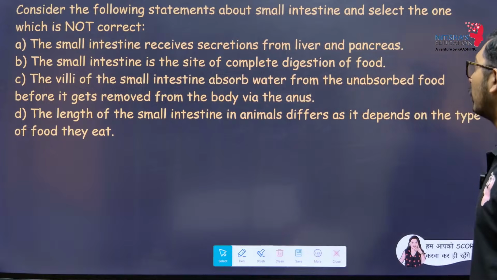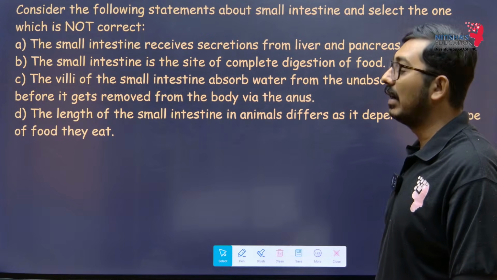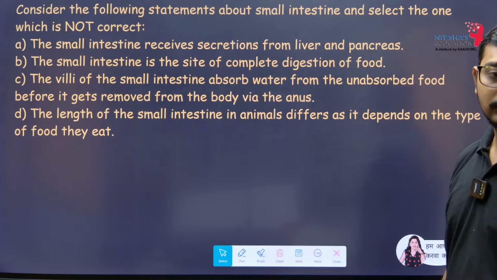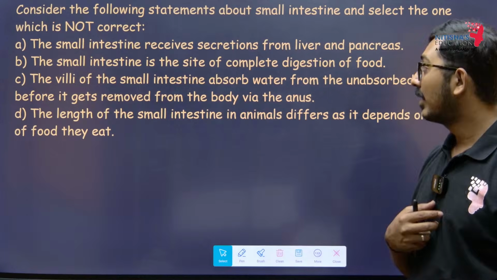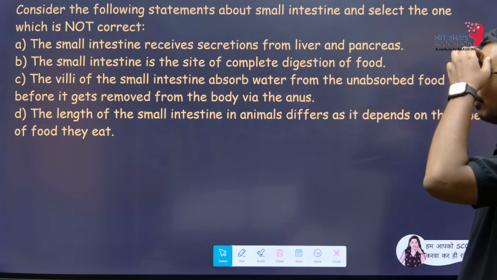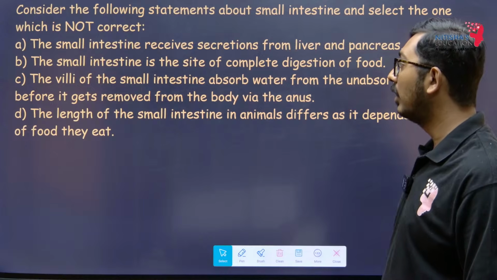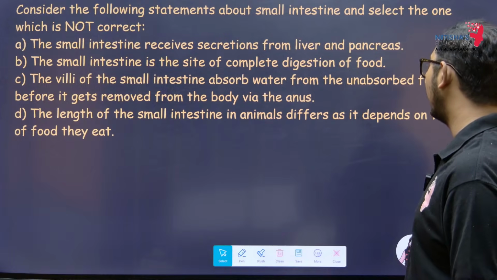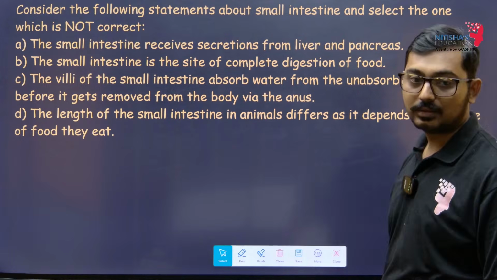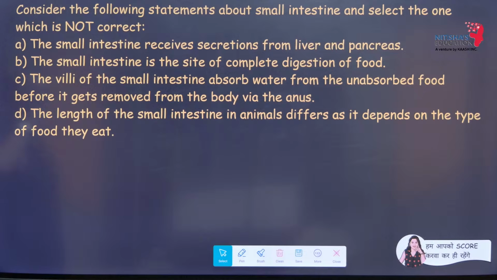Consider the following statements about the small intestine and select the one. The small intestine receives secretions from the liver and pancreas. True. The small intestine is the site of complete digestion of food. Villi of the small intestine absorb water from the unabsorbed food before it gets removed from the body via the anus. The length of the small intestine in animals differs as it depends on the type of food they eat. So among these 4 statements, which statement is the wrong statement?